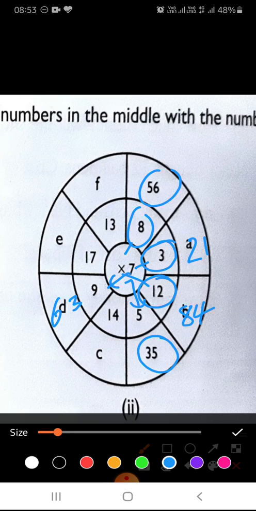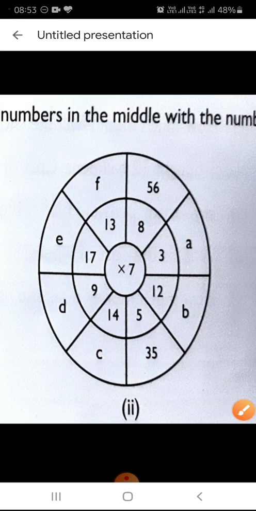Okay. Similarly, you have to do the others also. 13 sevens are 91, you will write here. 17 multiplied by 7, you will write here. 7 multiplied by 14, you will write here. You have to fill all the blanks like this only. Is it clear?